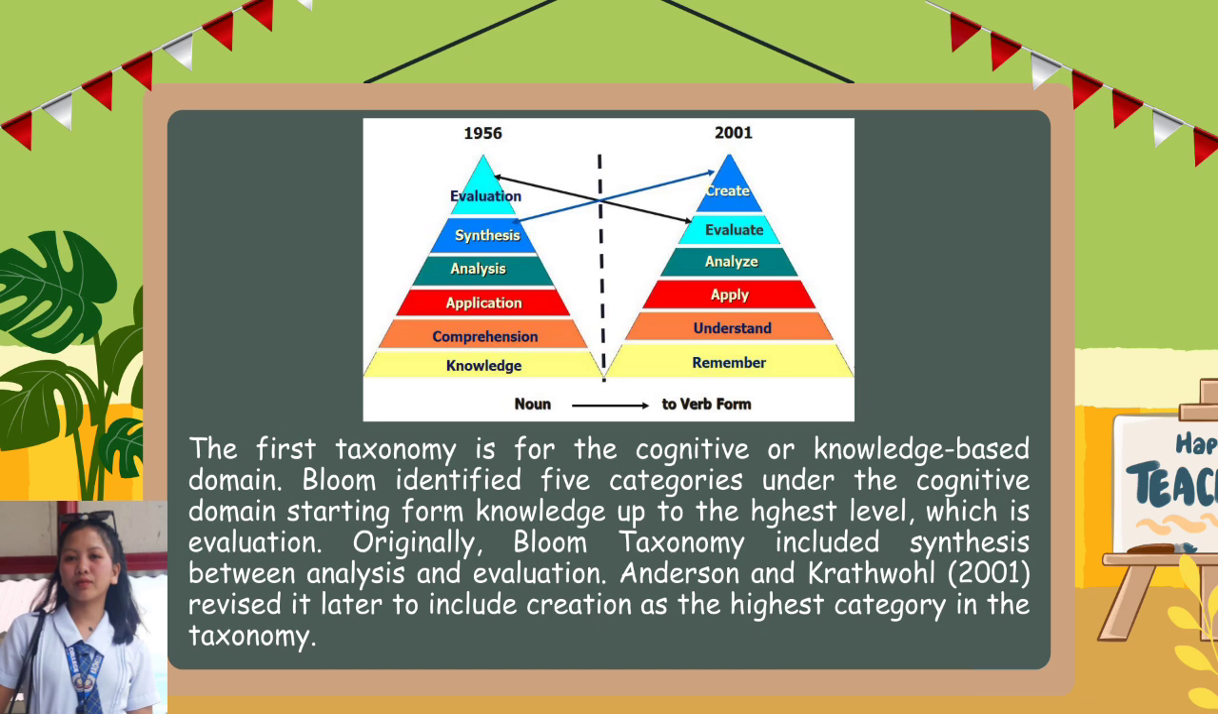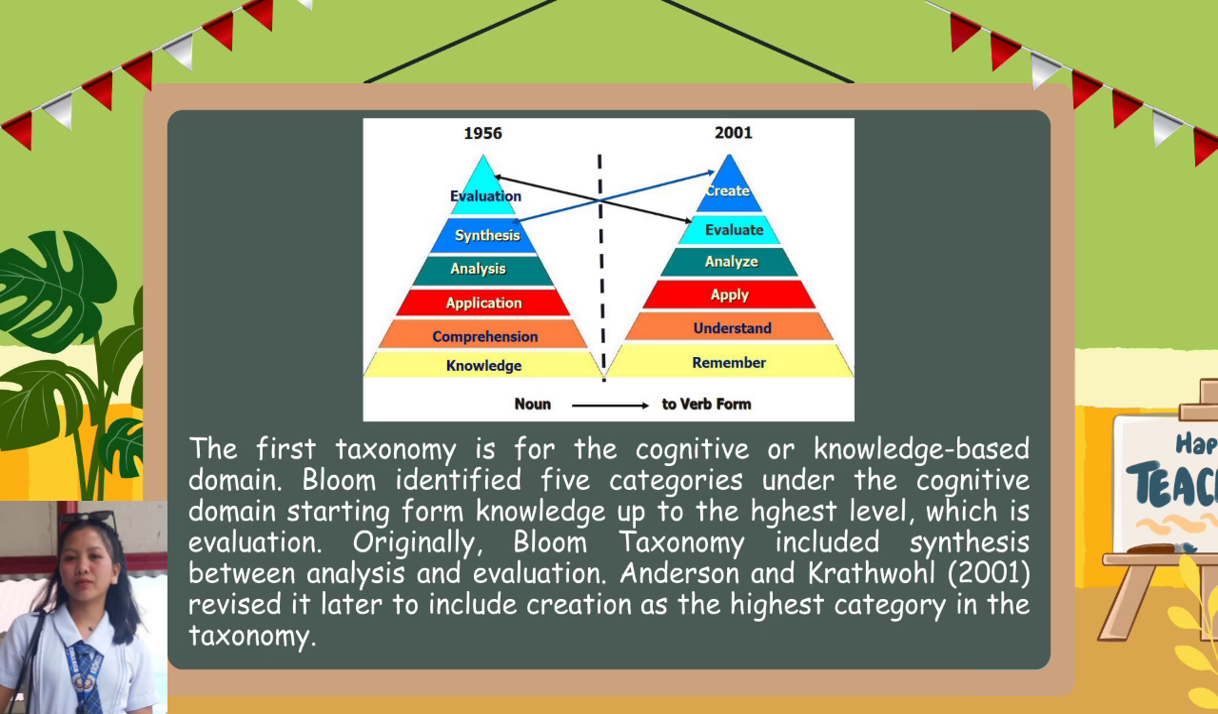The next one is evaluate or evaluating, formerly the highest level. This is making judgments based on criteria and standards through checking and critiquing. The next one is create or creating, newly added, formerly synthesis. This is putting elements together to form a coherent or functional whole, reorganizing elements into a new pattern or structure through generating, planning, or producing. This is now considered the highest level of cognitive processing.